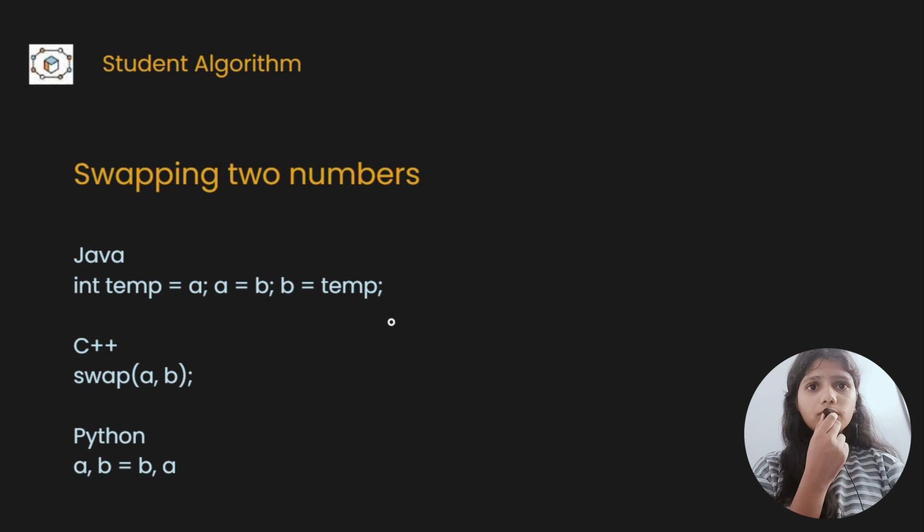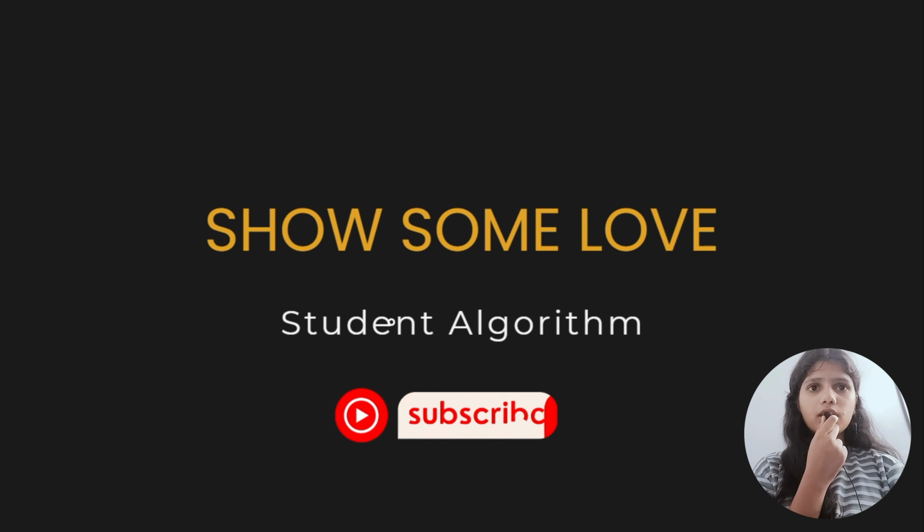Then there are certain functions or libraries in your chosen language that you need to know. In Java we don't have any swapping function. In C++ we have. In Python we can directly write a comma b equals b comma a. So there are no issues.